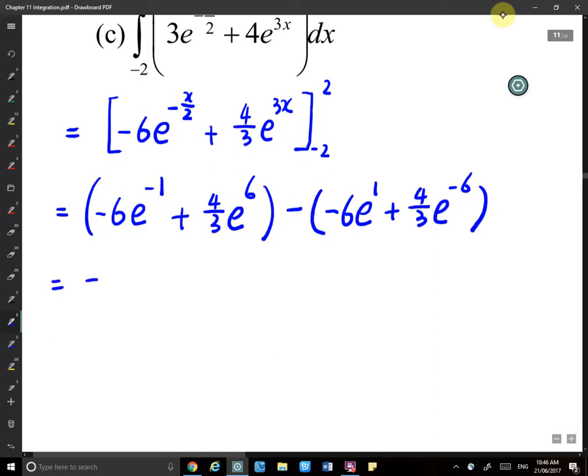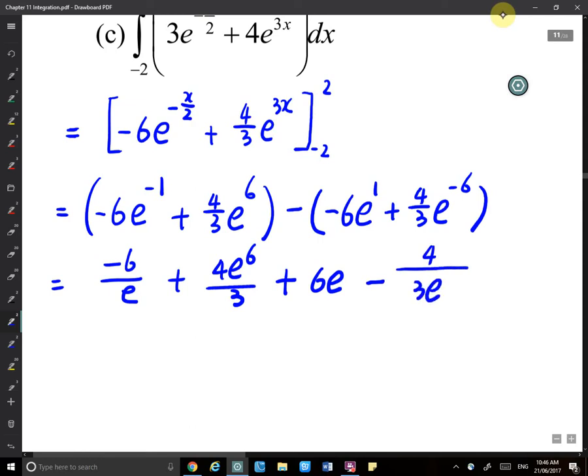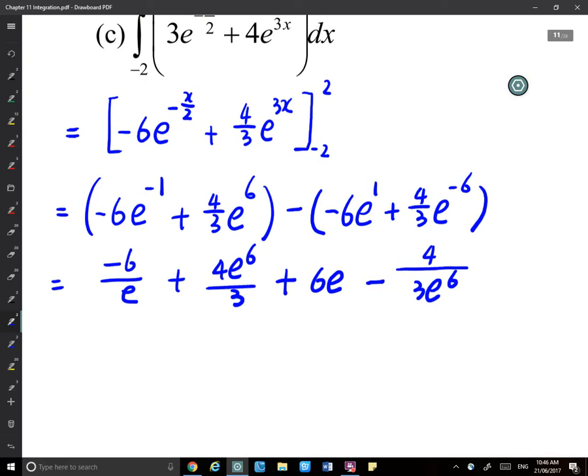That is minus, well, that is negative 6 over e plus 4e to the power of 6 over 3 plus 6e minus 4 over 3e to the power of 6. Well, you can't do much to it. You can leave your answer like that.